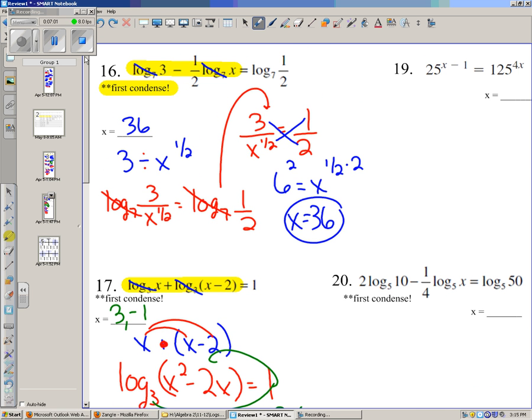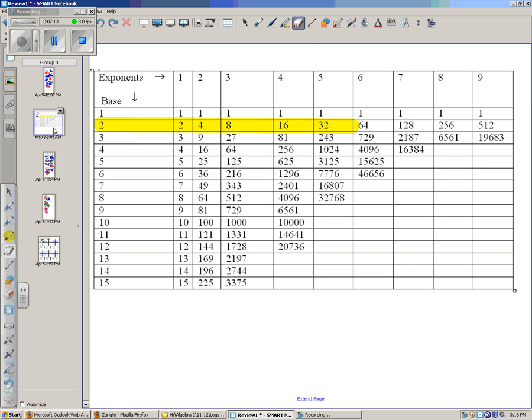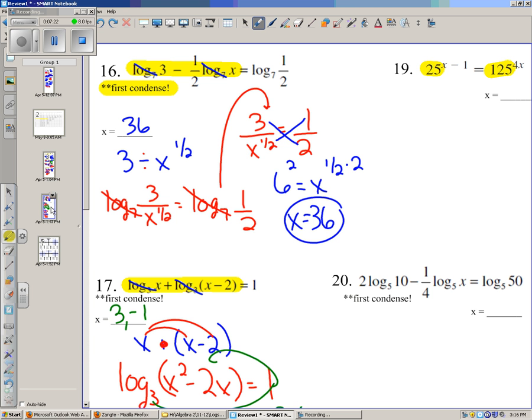All right, 19, there is no constant. So what I need to do is get my bases of 25 and 125 to be the same. So I'm going to go back to my cheat sheet. And this time, I'm going to look for a row that has both 25 and 125. And I see that in this row. So I can turn both of these bases into a base of 5. So 5 to the second power is 25. And that's still 25 to the x minus 1 power. And then 5 cubed is 125, and it's 125 to the 4x power.